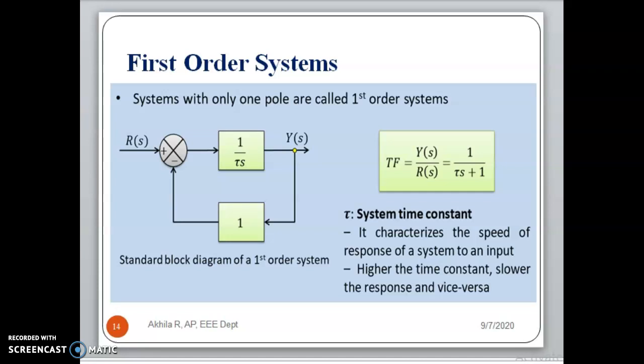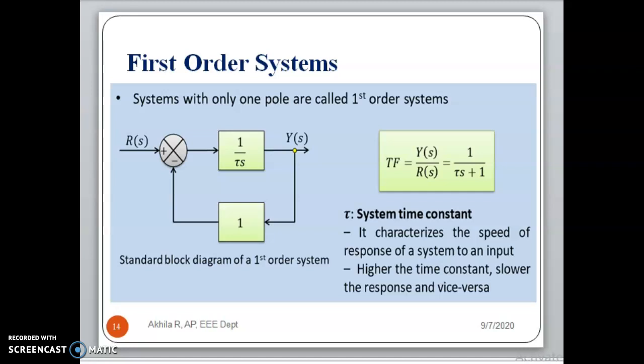In this video, we are going to see the first order systems. In the last video, we have already seen what a pole is and what zeros are. Poles are the roots of the denominator equation in a transfer function, and the zeros are the roots of the numerator. So first order systems are systems which have only one pole.